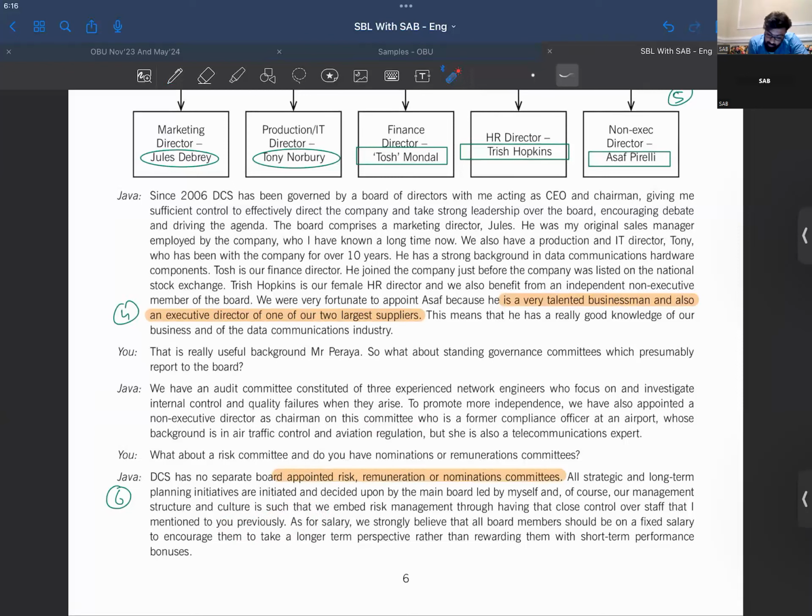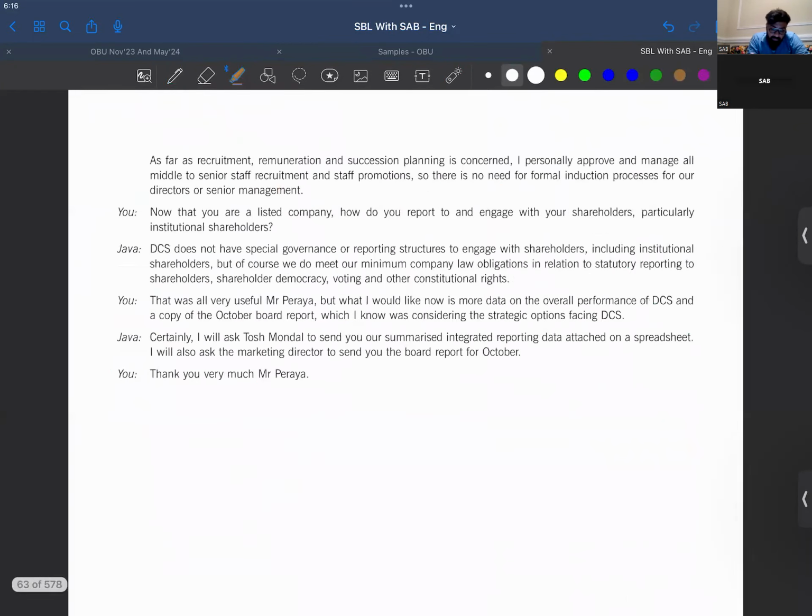As for salary, we strongly believe that all members should be on fixed salary to encourage them. Yeah, fixed salary means less motivation, right? They could be performance related salaries, right? So long-term perspectives, and reward them with short-term performances. Bonuses, they could be misleading financials for the bonuses. So there are many issues, right? There are many issues here which we could discuss.